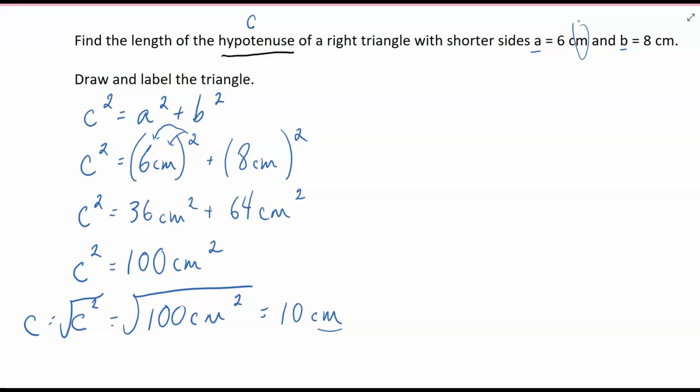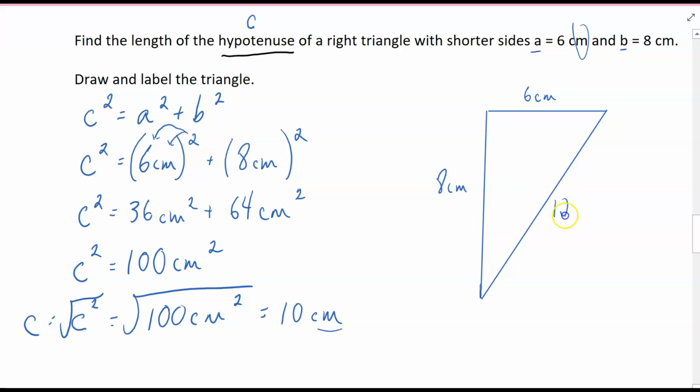So let's draw the triangle then. If I have one side that measures 6 centimeters long and another side that measures 8 centimeters long, put it about there. And the other one is going to be my 10 centimeters long. I think I need this a little bit longer. There we go. So 6 centimeters, 8 centimeters, 10 centimeters with a right angle opposite the hypotenuse.